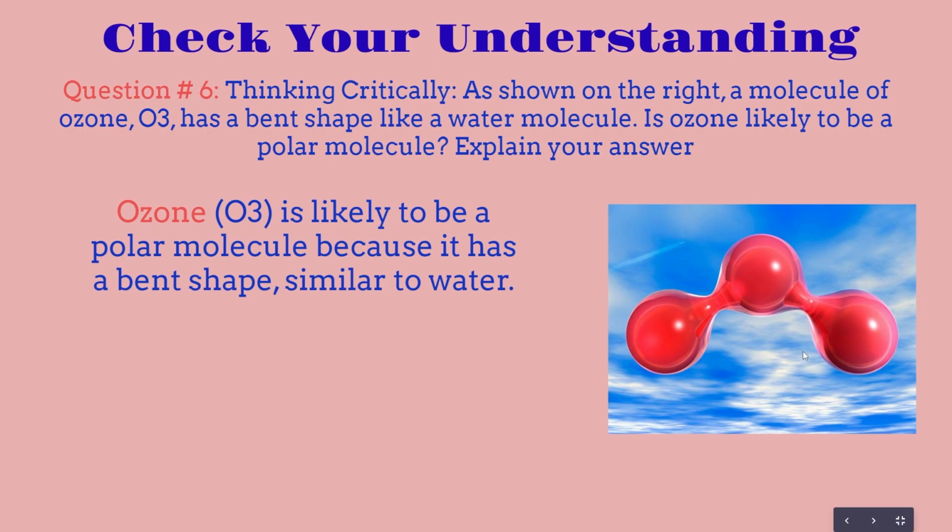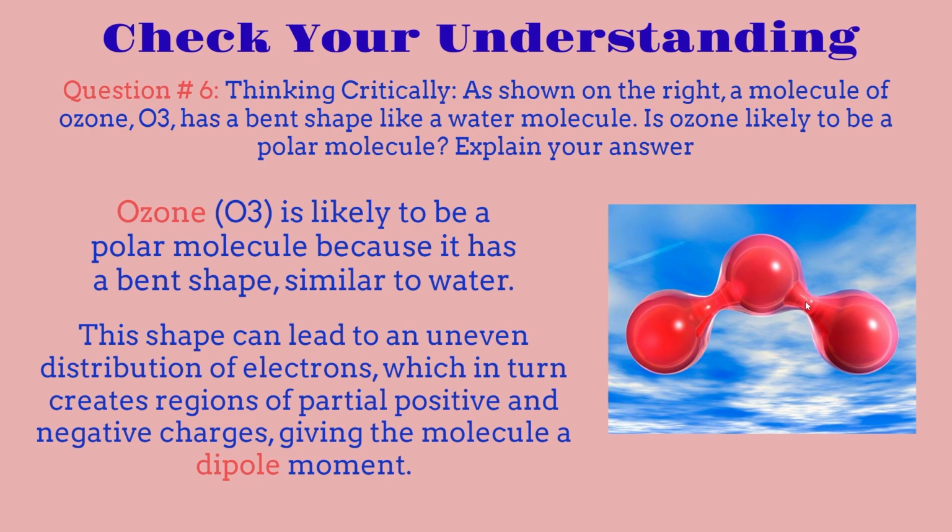So if any molecule has this type of bent shape, most likely it's going to be a polar molecule because this bent shape allows there to be a positive and negative charge and also two different poles. So this shape can lead to an uneven distribution of electrons, which in turn creates regions of partial positive and also partial negative charges, and this also gives the molecule a dipole moment.